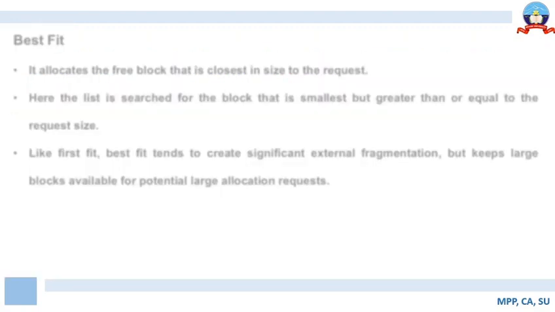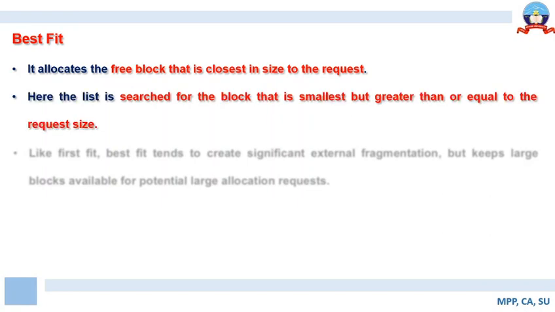Now let us discuss the BestFit memory allocation scheme. BestFit memory allocation scheme allocates the free block that is closest in size to the request. So the block that is closest in size to the request is allocated to the process requesting the allocation of memory space. Now here the list is searched for a block that is smallest but greater than or equal to the requested size. So here what we do is we search for a block that is the smallest but capable of accommodating the process, greater than or equal to the requested size.